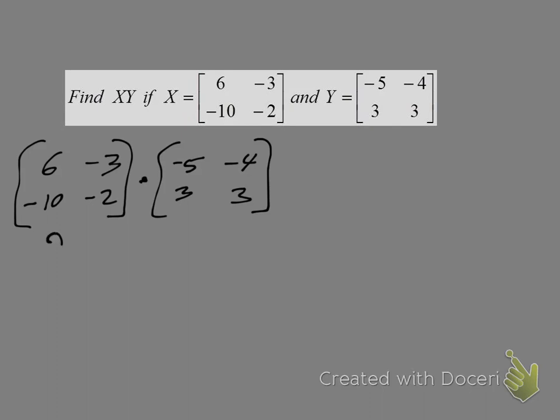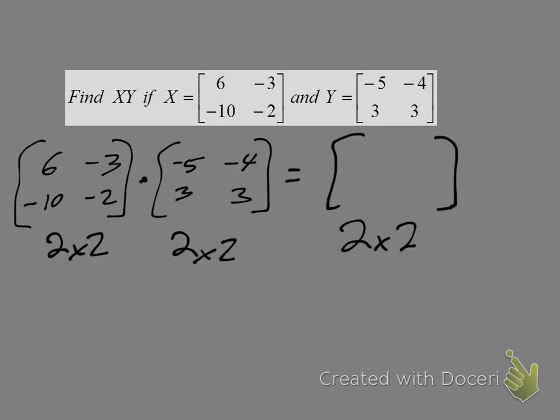This matrix, the first one, is a 2 by 2, right? The second one is a 2 by 2. So can we do it? Yes, we can. What is your final matrix's dimensions going to be? A 2 by 2. So this is going to equal another 2 by 2 matrix, okay? Now, a 2 by 2 matrix has how many elements? 4. Right? These all have 4.